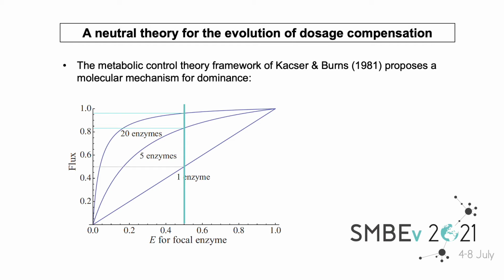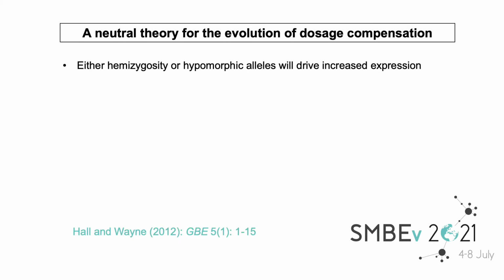In order to do our study, we did a little sleight of hand and explicitly equated flux through the pathway with fitness, such that wild-type flux of 1 is fitness of 1. Without going through the beautiful mathematics and simulations, we'll talk instead about the results for the sake of time. So either hemizygosity or hypomorphic alleles will drive increased expression, i.e. dosage compensation, under our model.